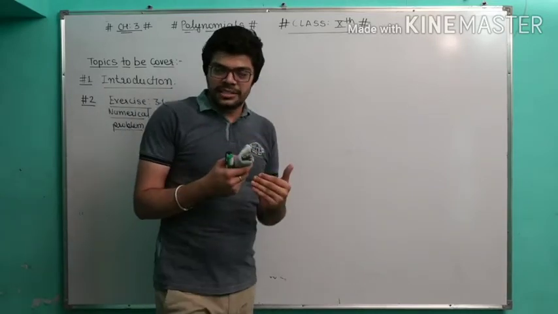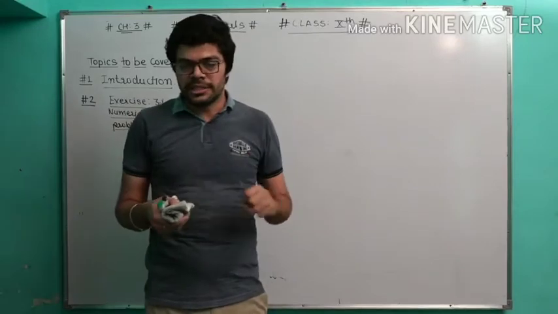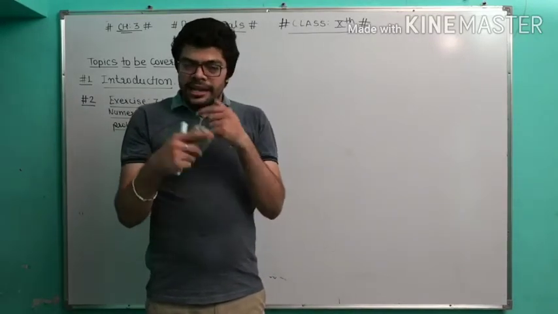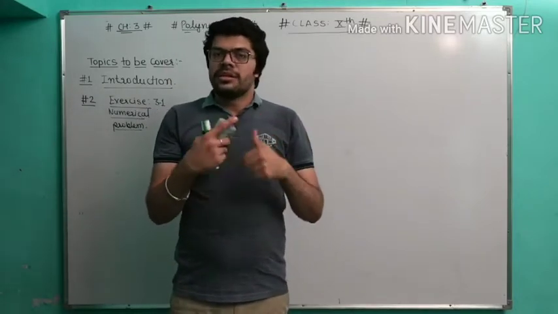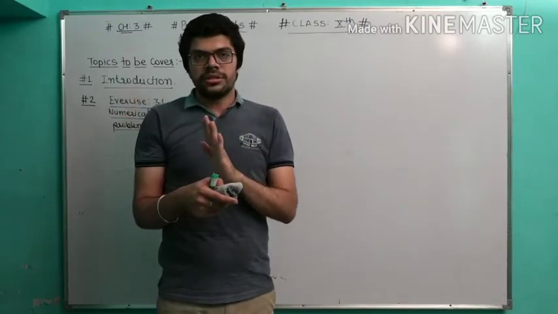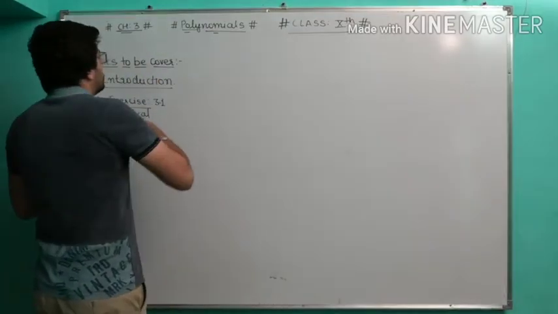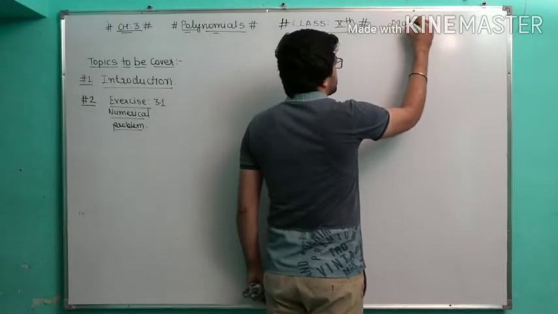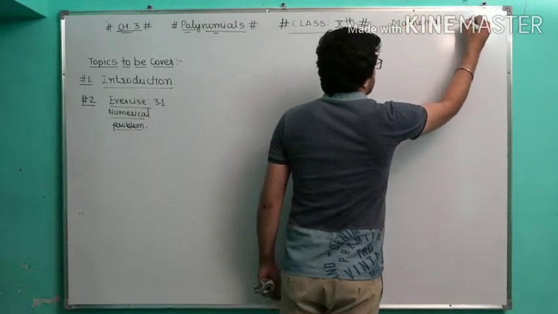In mathematics, especially here, I am going to do some different things. First I will discuss the whole chapter, and then I will discuss the formulas and how they came, and thirdly I will discuss different exercise questions and their solutions. So chapter number 3, polynomials, class 10, and the subject is mathematics.